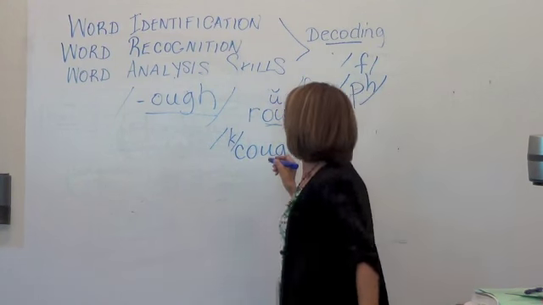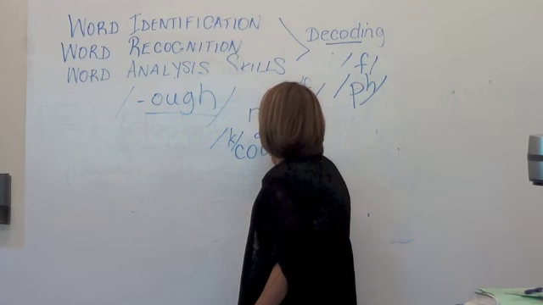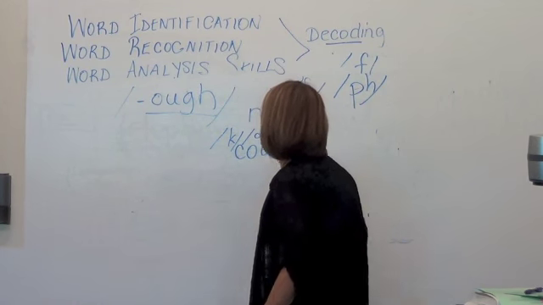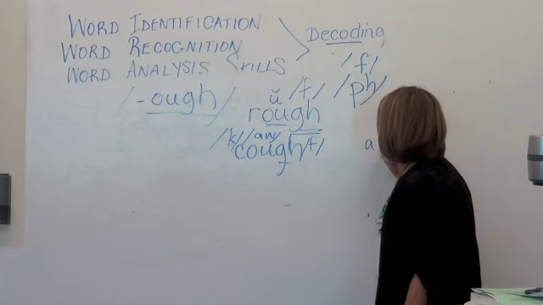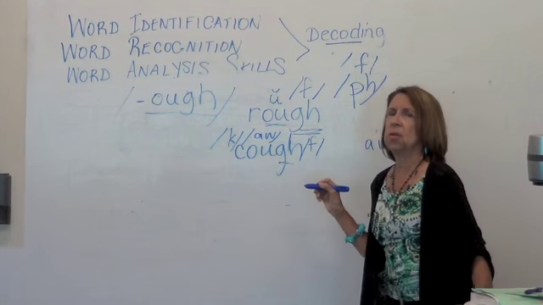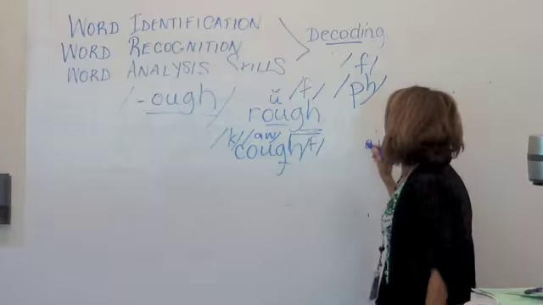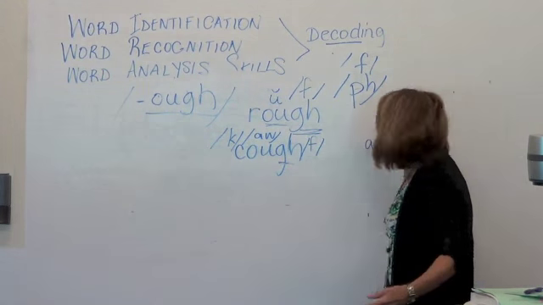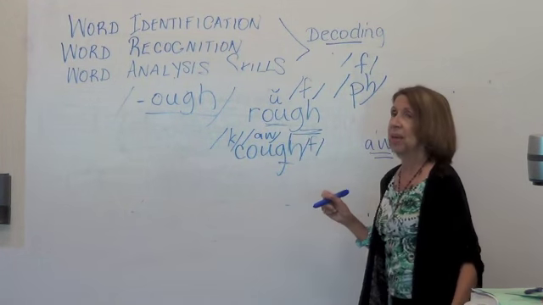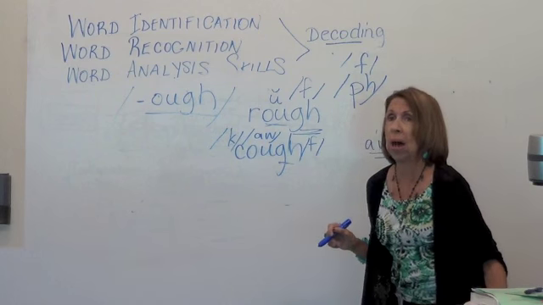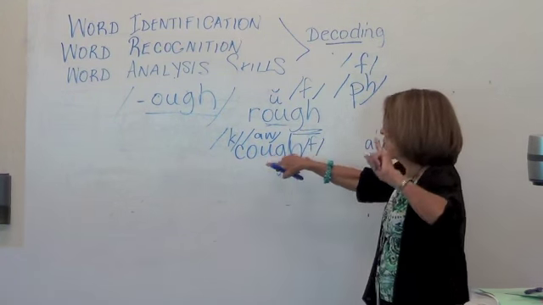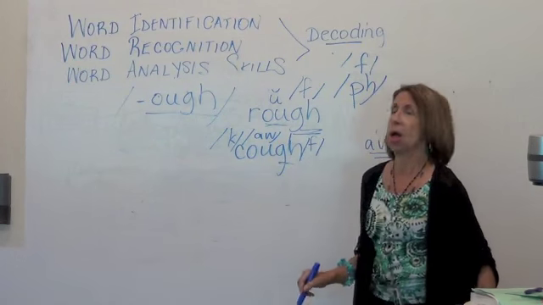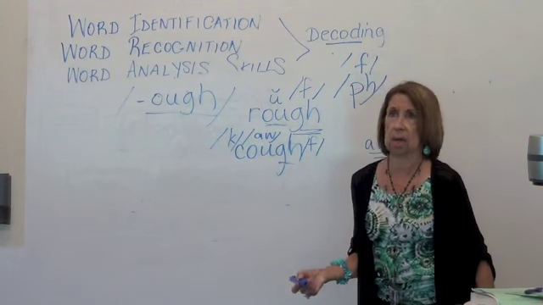Aw. It has an aw sound. Actually, it sounds like A-W. Aw. And an A-W is what? Two vowels, one sound. It's a vowel digraph. Because it doesn't make an A or a W sound. It says aw. So it's a vowel digraph. So the O-U in cough sounds like aw. The O-U in rough sounds like short U.